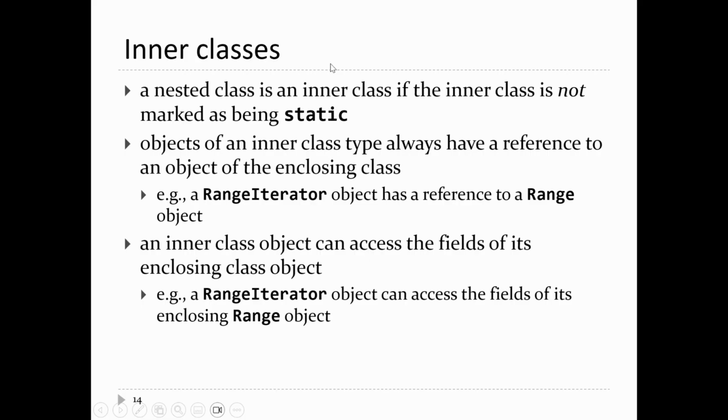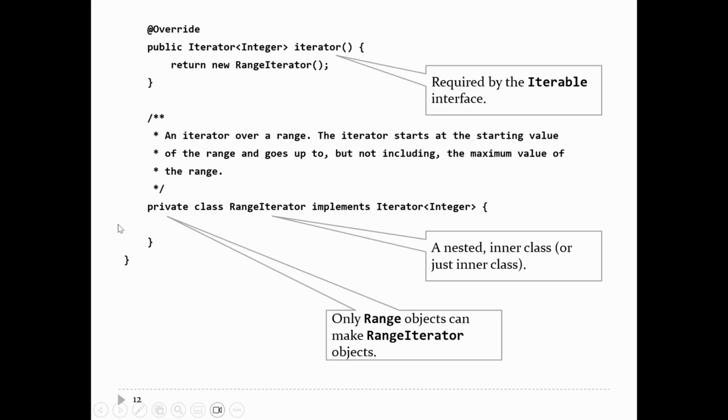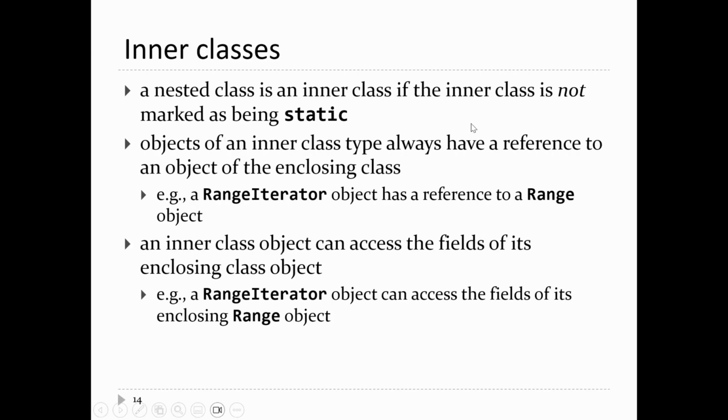All right, back here. That class there looks like a regular Java class. It's got an access modifier, it's got the word class, it's got a name. So it looks like a regular class inside of another class. When that's the case, it's called an inner class. Objects of an inner class type always have a reference to the enclosing class object.